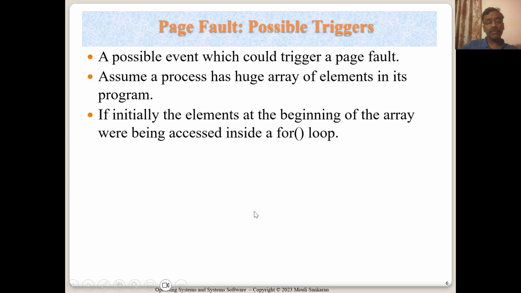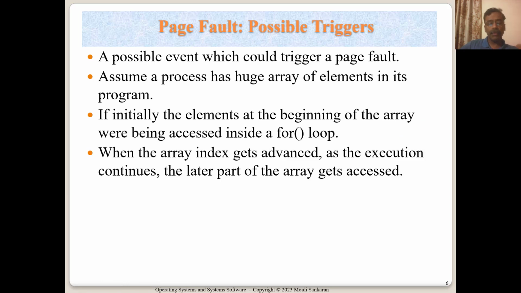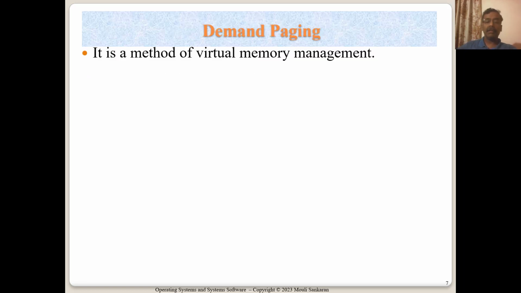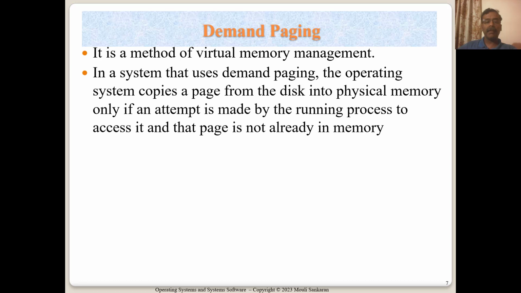Now, what are the possible triggers for a page fault? A for loop is going through and accessing something which is not there in the memory, or initially only the pages or the initial locations are brought and the remaining things are brought in based on the need. That's called demand paging. It's a method of virtual memory management in which the operating system copies a page from the disk into physical memory only if an attempt is made by the running process to access it.